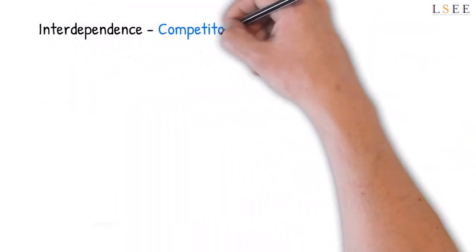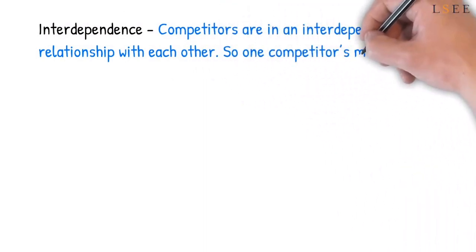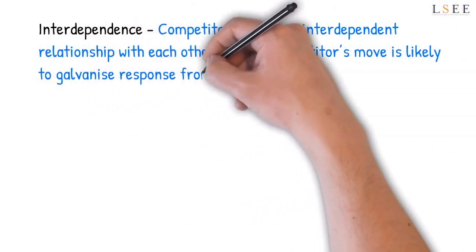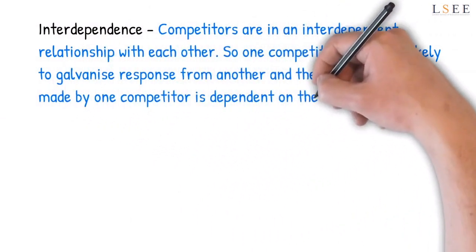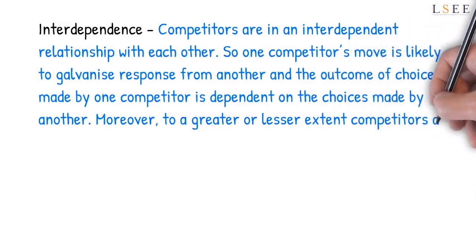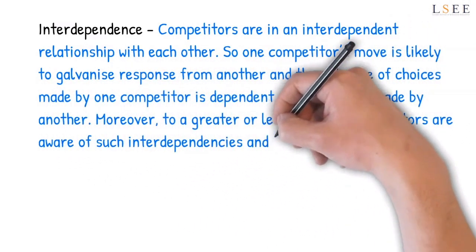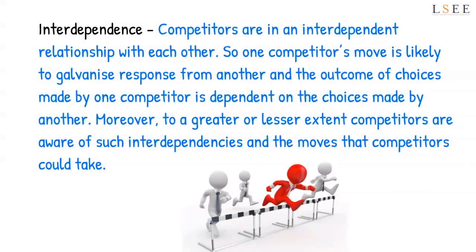Interdependence. Competitors are in an interdependent relationship with each other. So one competitor's move is likely to galvanize a response from another, and the outcome of choices made by one competitor is dependent on the choices made by another. Moreover, to a greater or lesser extent, competitors are aware of such interdependencies and the moves that competitors could take.